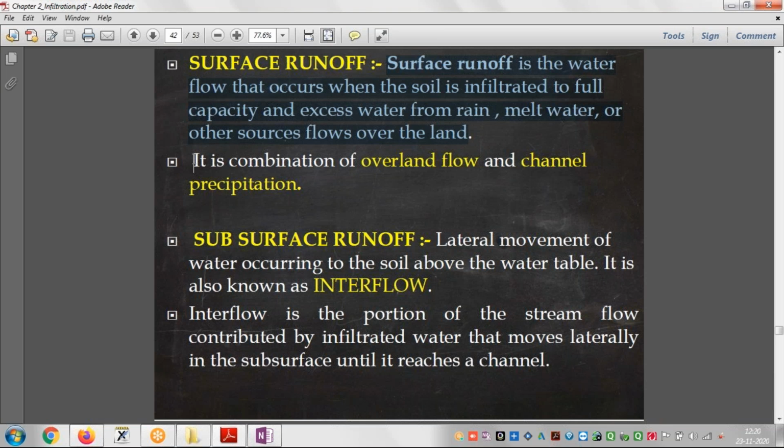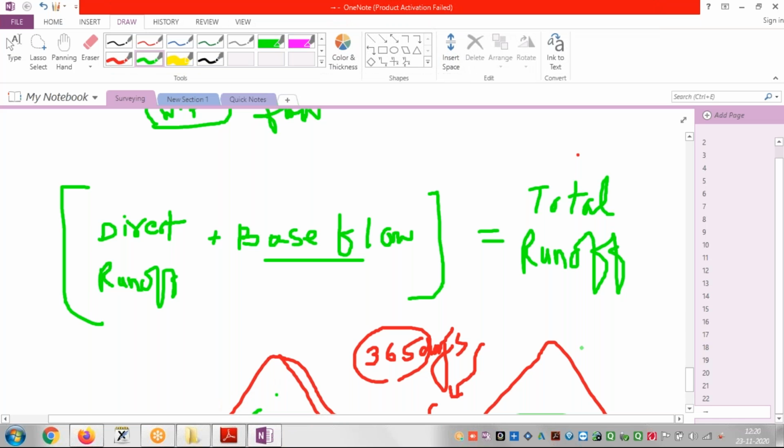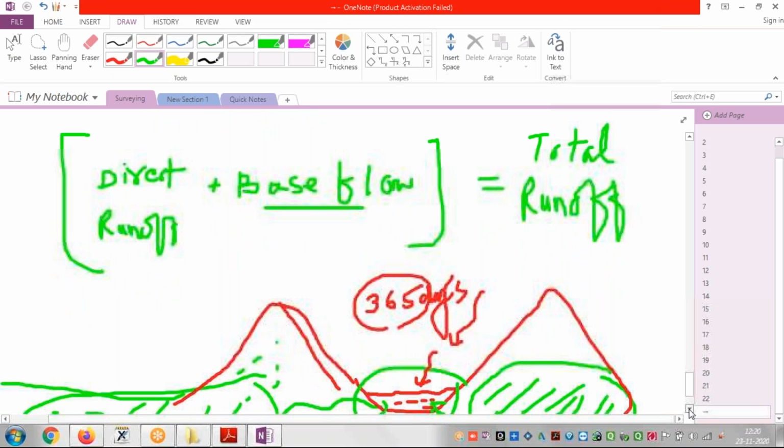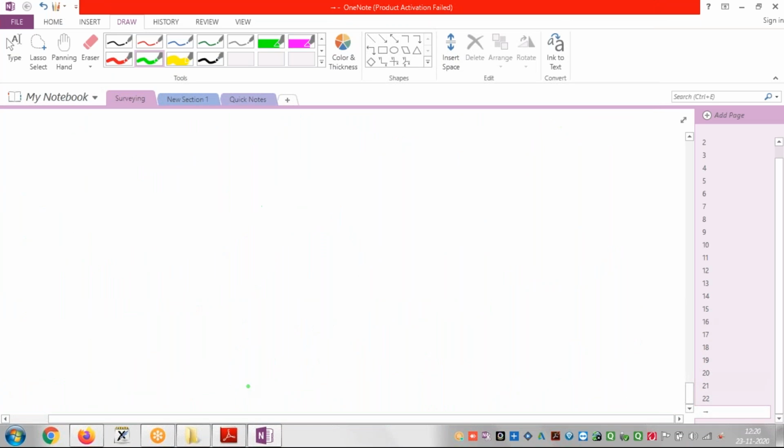See, there is one more term. Surface runoff is a combination of overland flow and channel precipitation. This surface runoff is what he is saying.